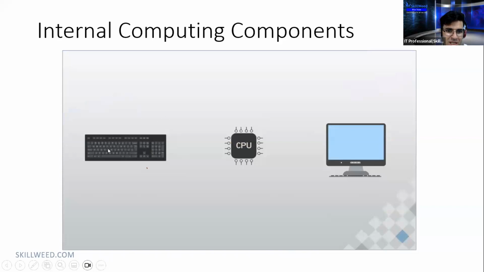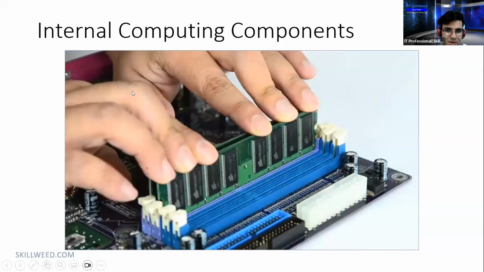Okay, and obviously when you put an input command, the CPU processes that and gives an output on your monitor. Okay, these are the RAMs, random access memory. We also call it the temporary memory. As long as you have power to the computer, you have the data. Once you lose the power, you lose the data as well.